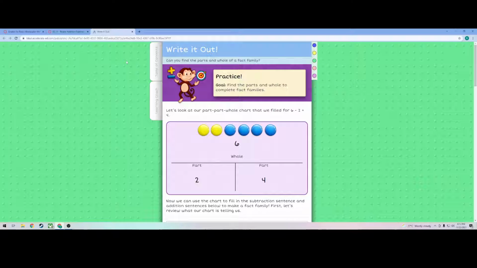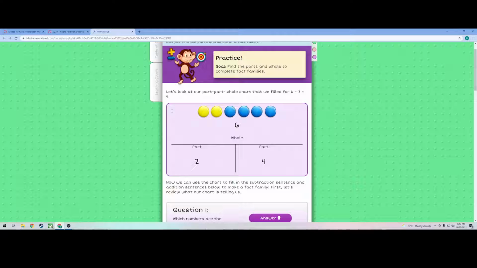Today we will continue the whole and the part in subtraction and addition. Okay, so let us brush up a bit. Here, I have the whole. How many balls do I have? 1, 2, 3, 4, 5, 6. So the whole is 6.